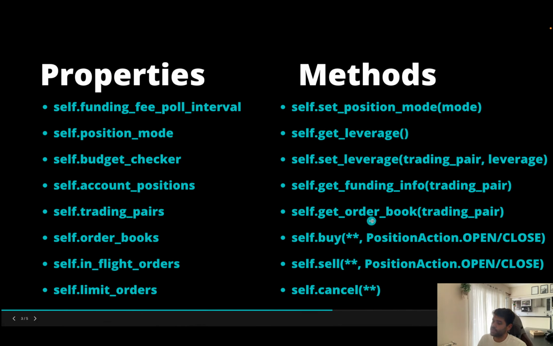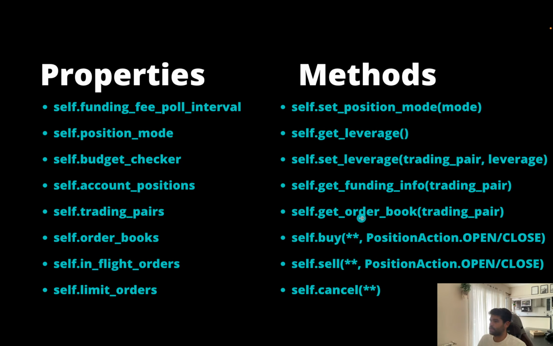And which are the methods that you are going to use most when you are calling a strategy with a perpetuals connector? Here you have set position mode. This is to change, for example, from hedge to one way or vice versa. If you don't have the position mode available, this will raise an error.